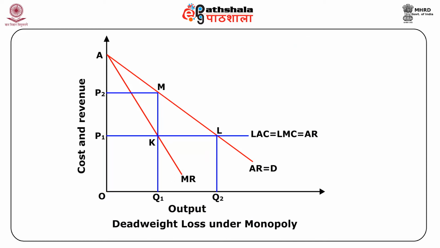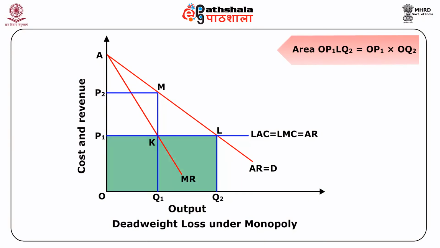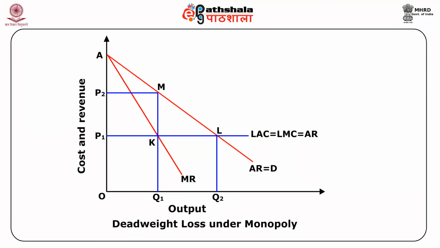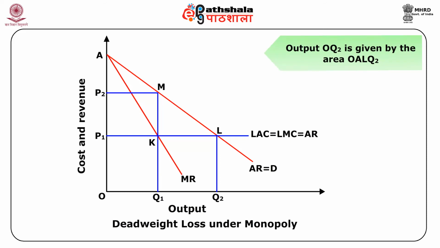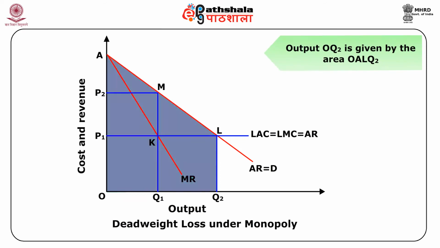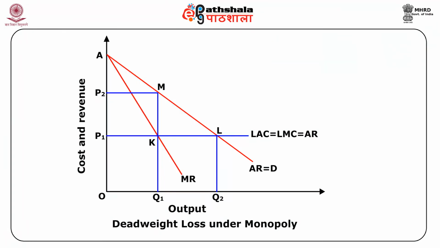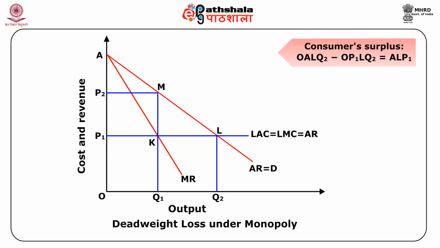The total price which the society pays for OQ2 is given by the area OP1LQ2, which is equal to OP1 into OQ2. The total price which it is willing to pay for the output OQ2 is given by the area OALQ2, which is the value which society would be willing to pay for the output OQ2. Thus, consumer surplus is equal to OALQ2 minus OP1LQ2, which is equal to ALP1.